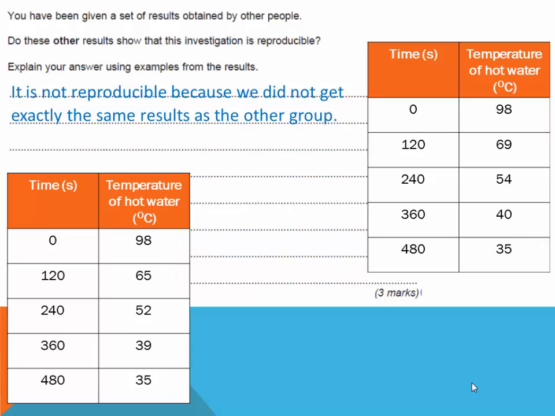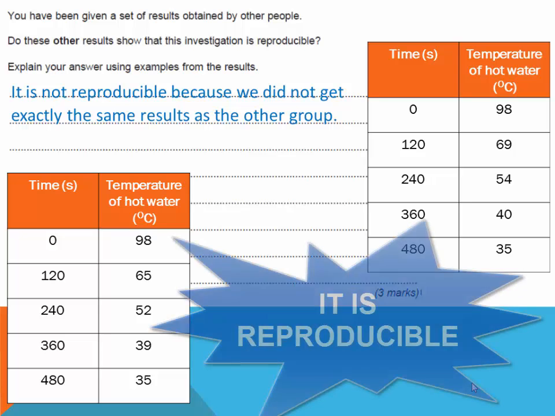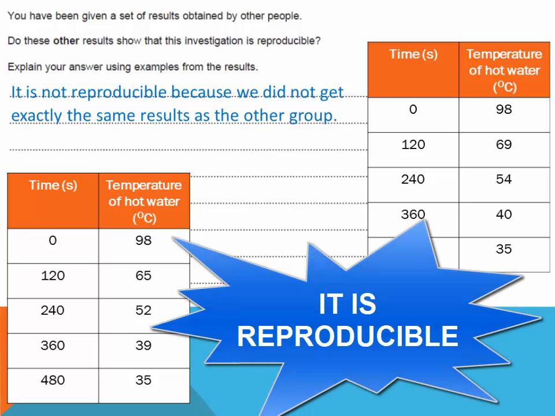Actually, let's instead think about how this would get full marks. The candidate would have to start by saying that it is reproducible because both groups saw the temperature drop with time. I described a pattern. That's a simple explanation. If you wanted 3 marks, you'd need a detailed explanation.